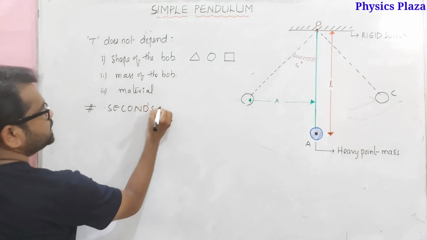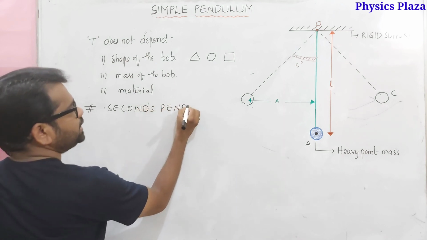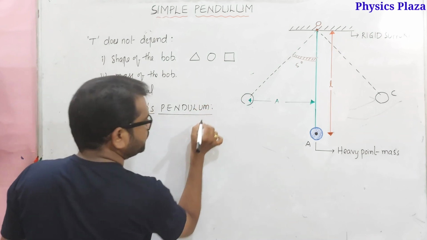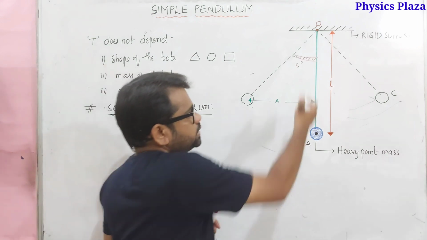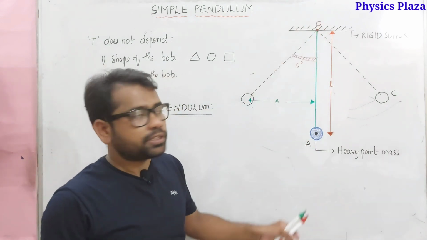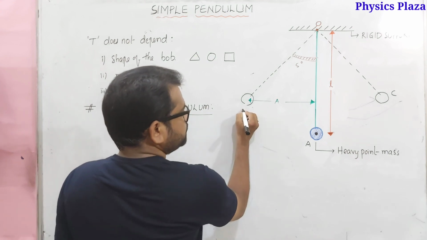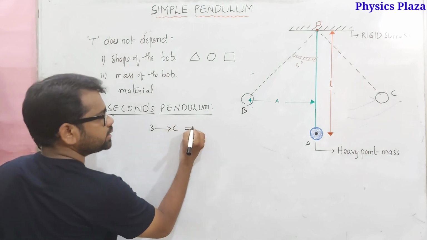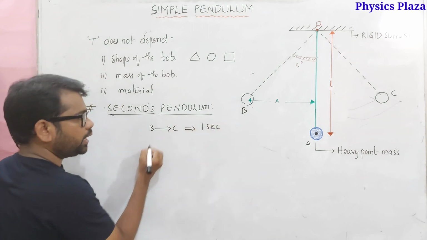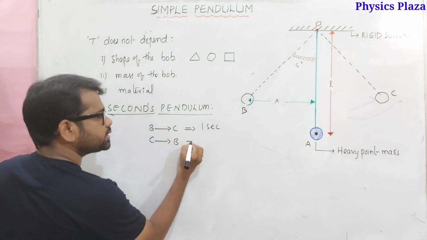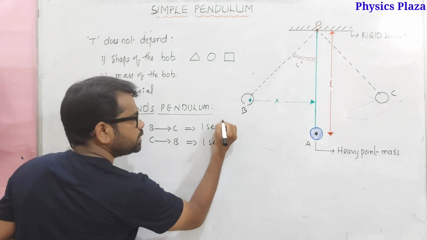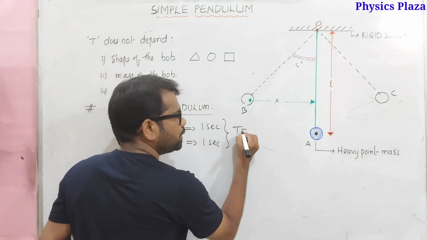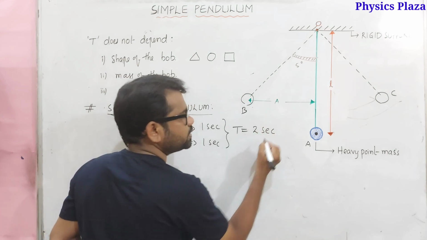Very important, seconds pendulum. So, what is a seconds pendulum? What is its time period? What is its frequency? And what is its effective length? Suppose, dear children, here is an effective length of a simple pendulum. For example, it is a point B. Children, to go from point B to C, it has taken 1 second. Again, to come back from C to B, it has taken 1 more second. Which means, what is the total time taken to complete one oscillation, dear children? The total time taken, 1 plus 1, is 2 seconds.